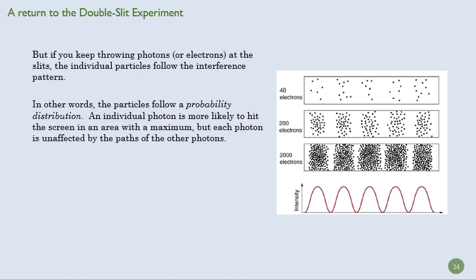What's strange about that? Well, the particles follow a probability distribution. In other words, statistically, what's happening here is there are more photons hitting here and here than they are down here. And the same thing happens when you throw them one at a time.